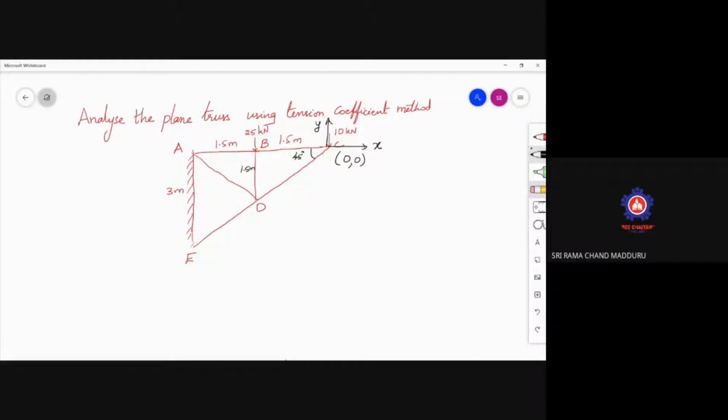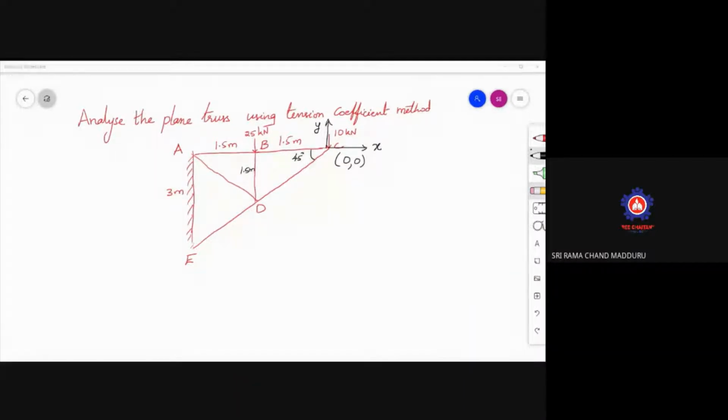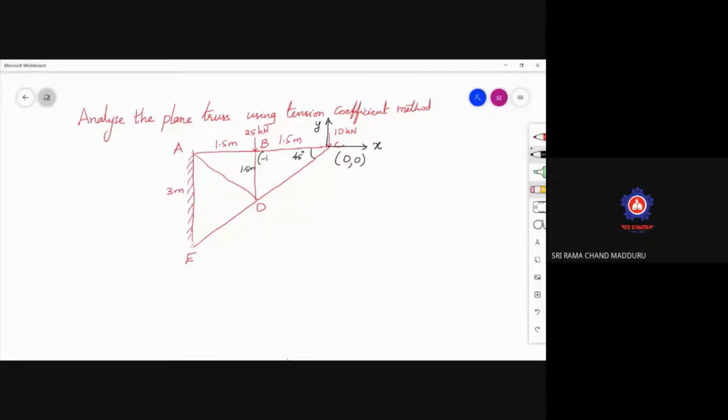Now, what is the origin? Origin is C, which is 0, 0. And what are the coordinates for B? Along the y-axis, there is no change here. So this will be represented as minus 1.5, 0. The coordinates for B are minus 1.5, 0. Whereas coming to the coordinates for A, they are minus 3, 0.